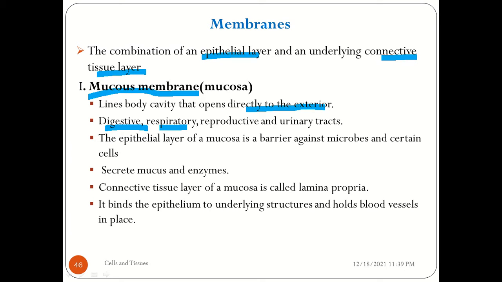The epithelial layer of mucosa is a barrier against microbes and certain cells. It secretes mucus and enzymes. The connective tissue layer of the mucosa is called lamina propria. It binds the epithelium to underlying structures and holds blood vessels in place. This is known as mucous membrane or mucosa.